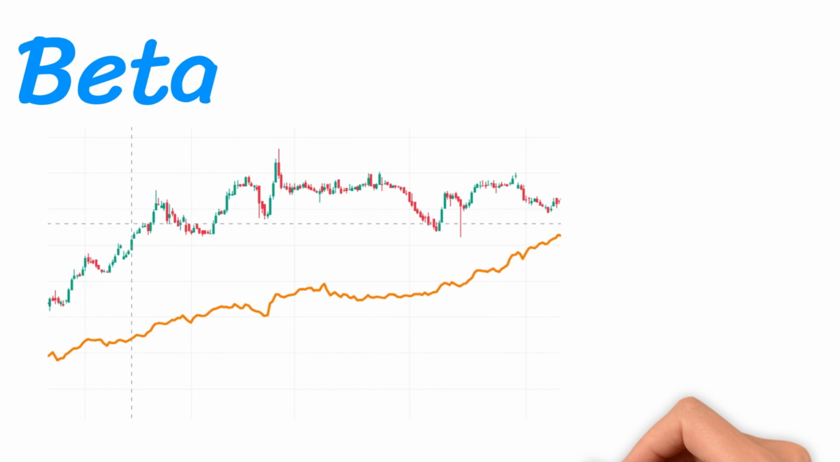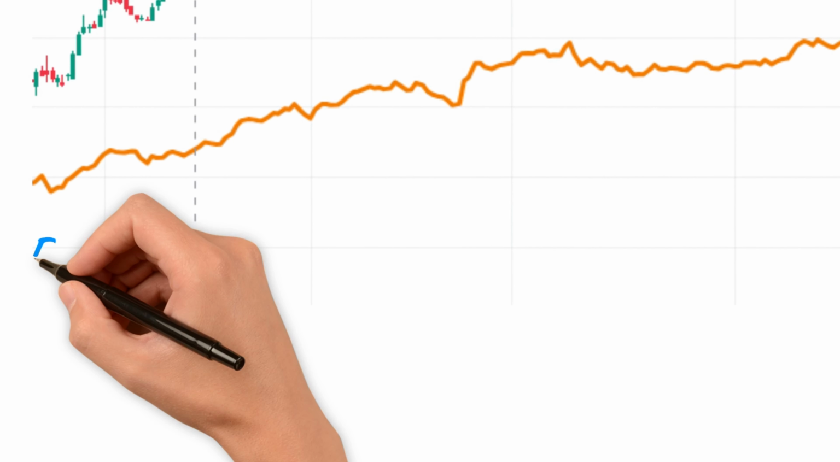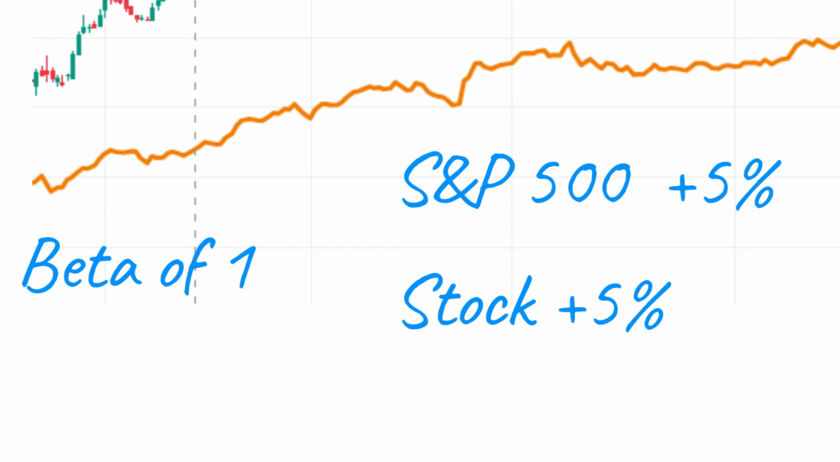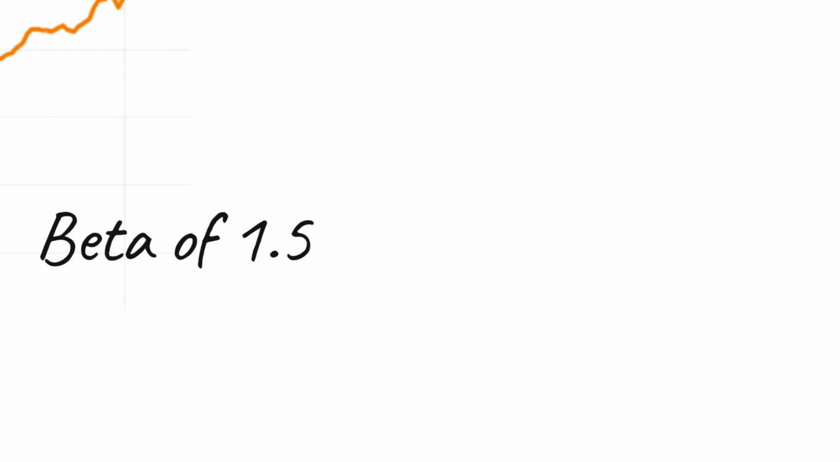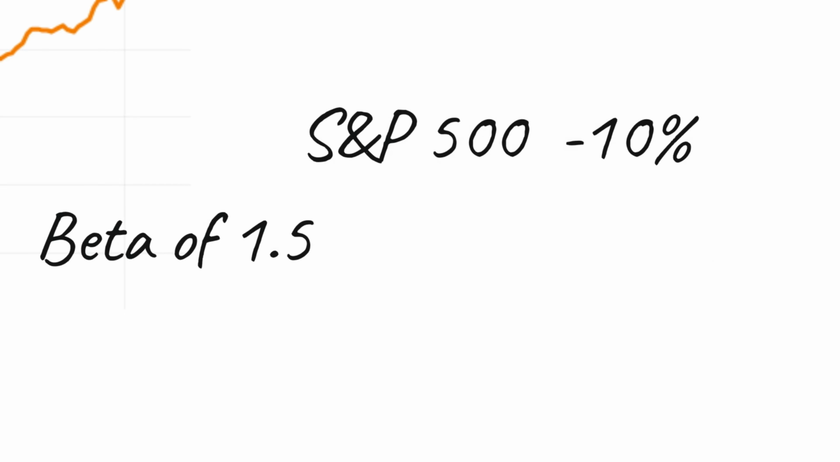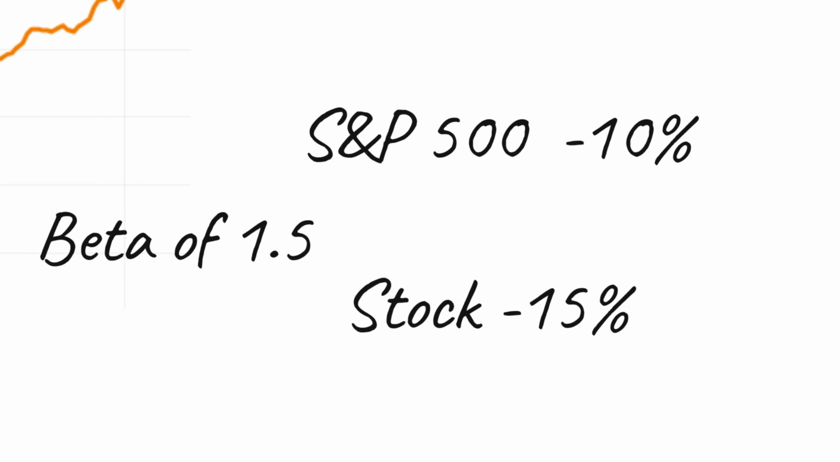Beta measures how much a stock moves relative to the overall market. A beta of 1 means it moves in line with the market. A beta of 1.5 means it moves 50% more. When the market drops 10%, this stock tends to drop 15%.